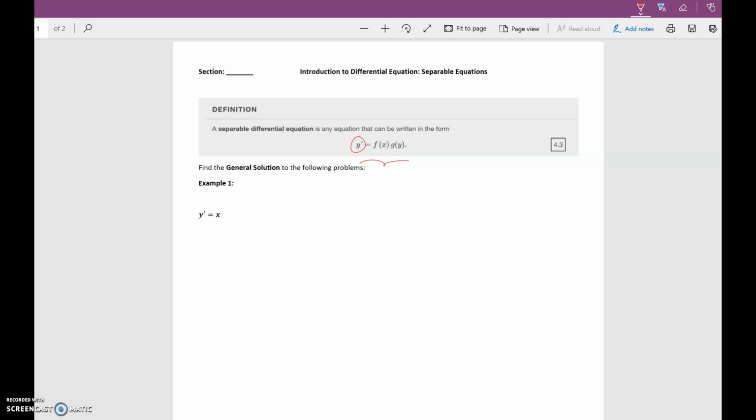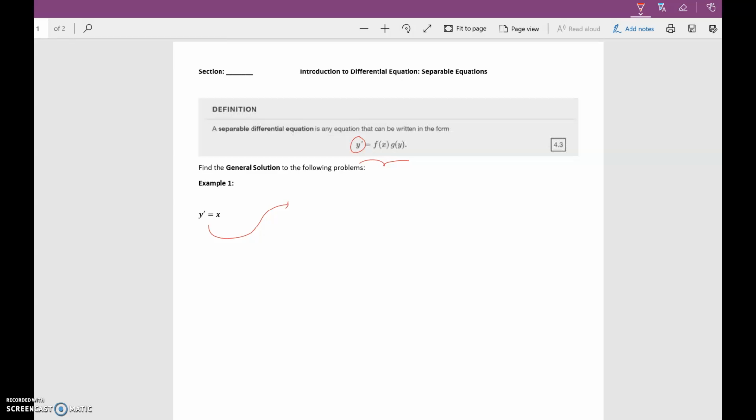Now, here's the idea of separation of variables. You have to have an equation where you can put the y's on one side and the x's on the other side, and then you're able to integrate. And for the majority of problems, we're going to find the general solution.